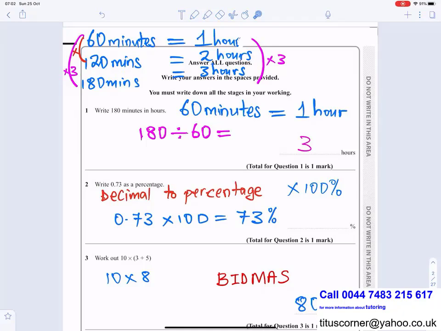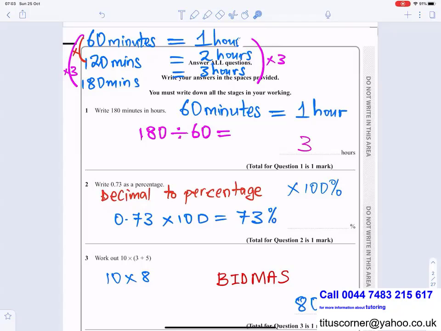Question number 2. Write 0.73 as a percentage. To change from decimal to percentage, you multiply by 100%. So you just multiply 0.73 times 100. When you multiply by 100, you move the decimal place 2 places to the right. 1, 2. And it gives you 73.